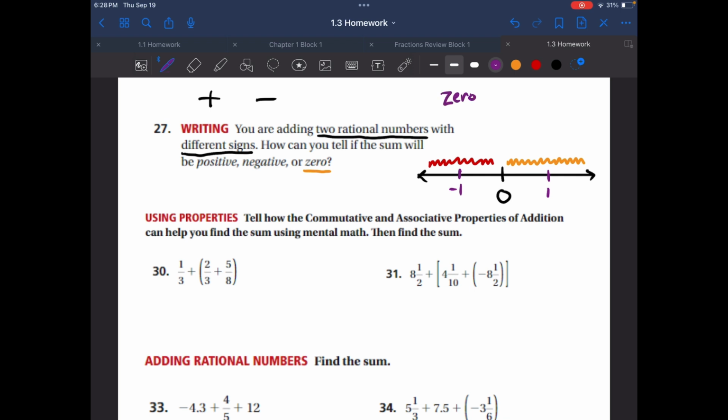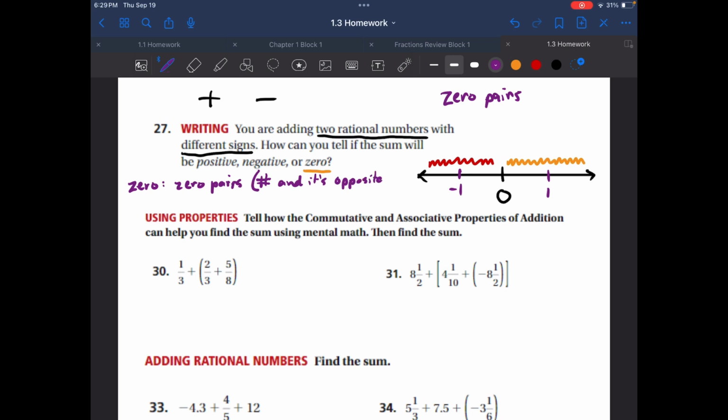negative 1 and 1 are 0 pairs. And a 0 pair is any two numbers that when added together get me 0. So if I am looking for two numbers that have different signs that I want an answer of 0, I just need 0 pairs. All right, I think I'm going to write what that means. Yep, a number and its opposite.